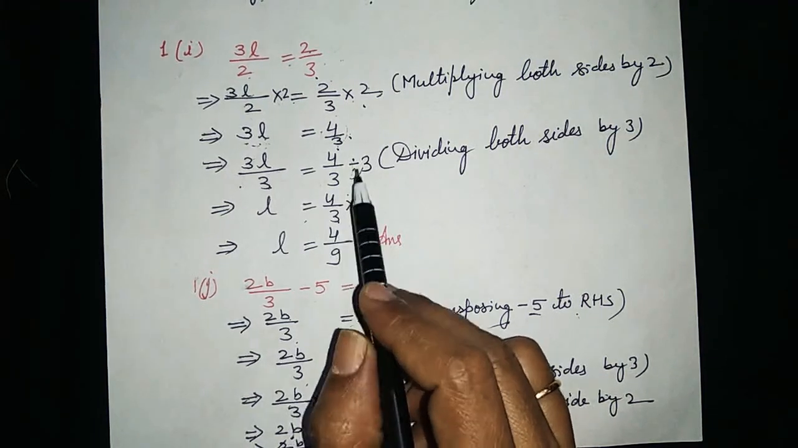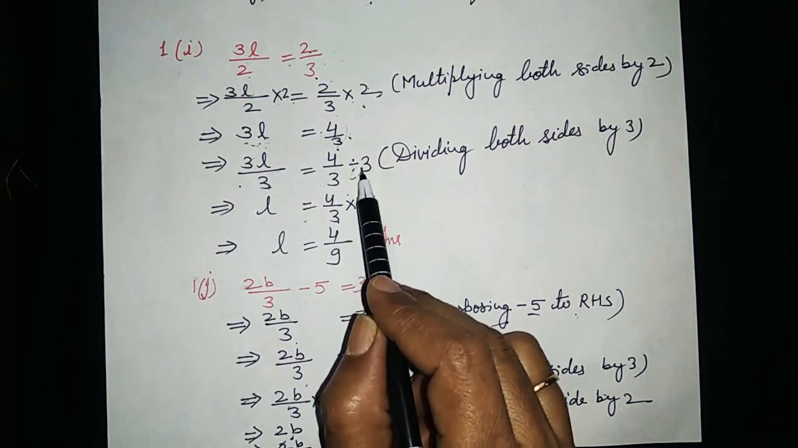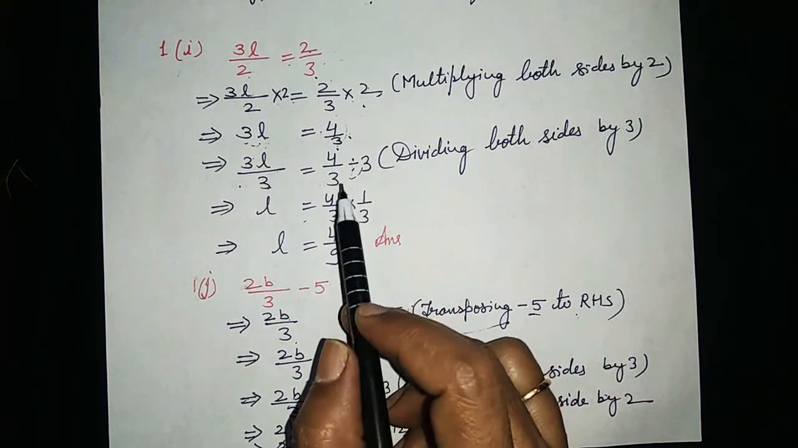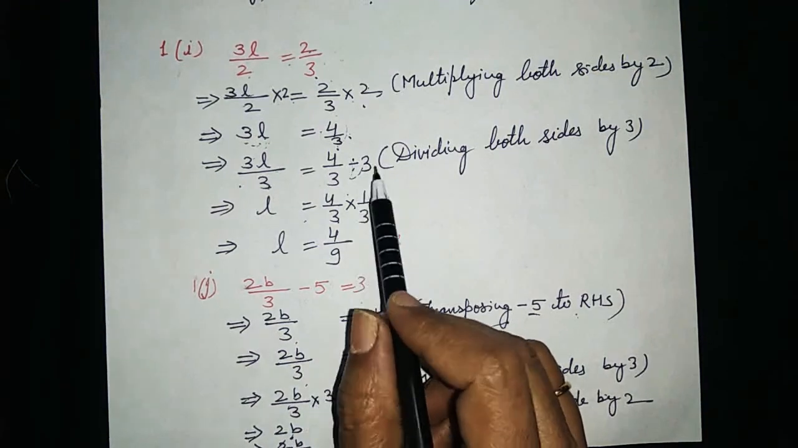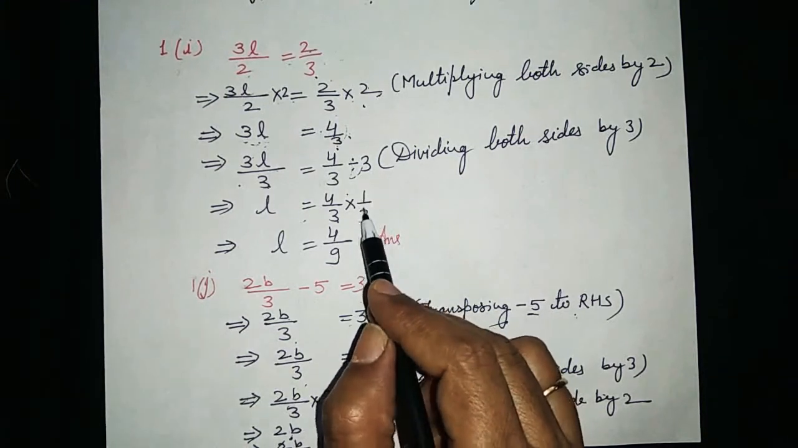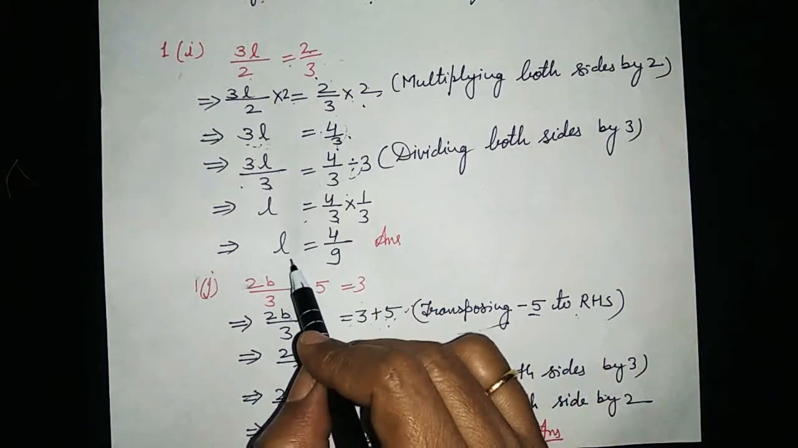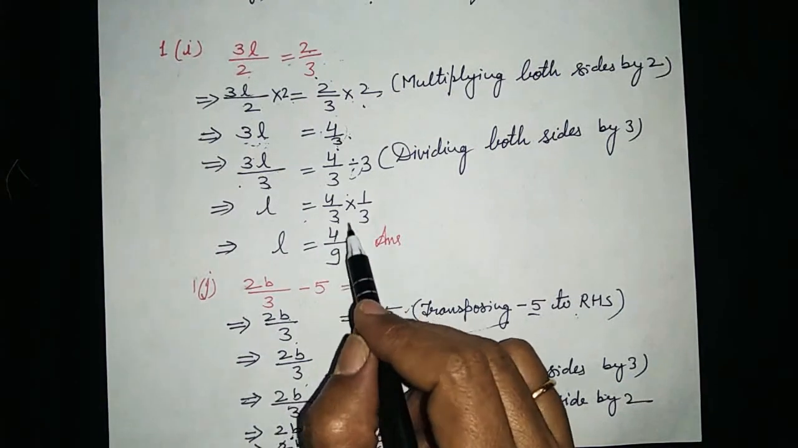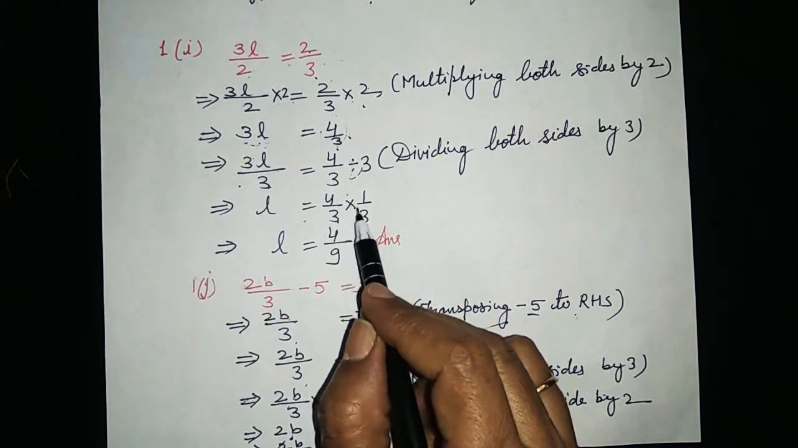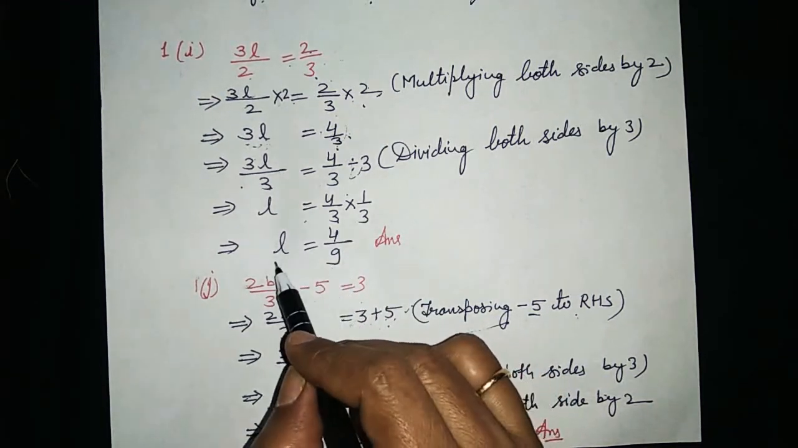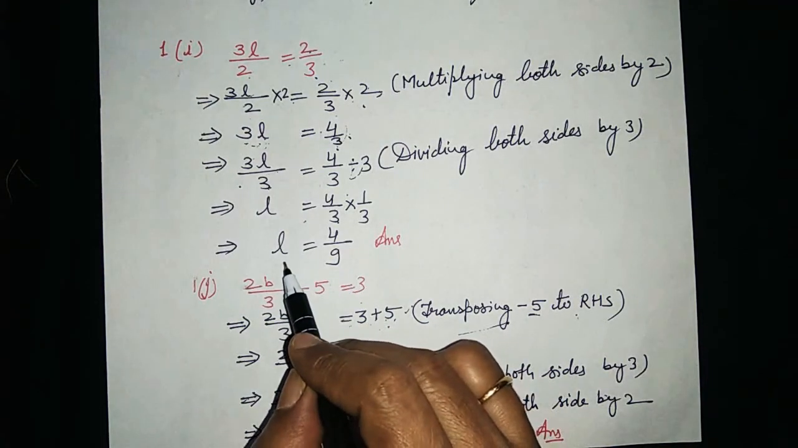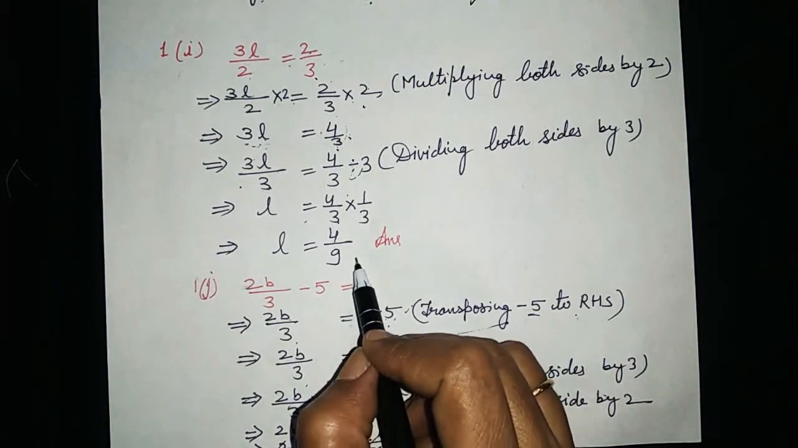So, in this step, you will write instead of division sign, multiplication sign you will put. So after putting multiplication sign, you will write reciprocal of 3. So reciprocal of 3 is 1 upon 3. Now in the next step, L is equal to 4 upon 9 will come. 4 into 1, what you will write? 4. 3 into 3, what you will write? 9. So the result is 4 upon 9. Or you can say the required value of L is 4 upon 9.